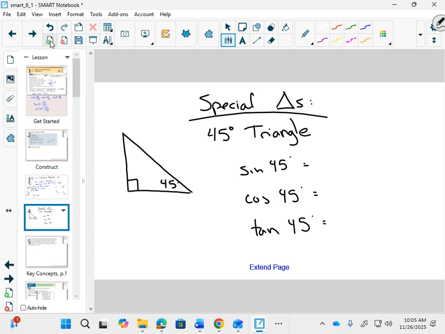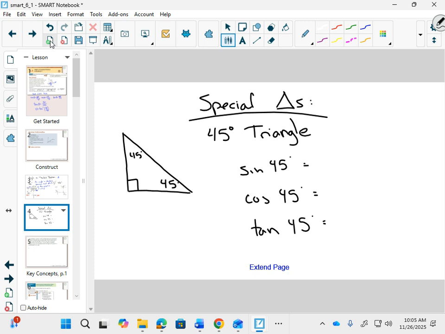Well, if I could do tan of 45 degrees, I would need to know how long the opposite side is and how long the adjacent side is. But I don't have any measurements. However, in this triangle, could you tell me what the other angle is? 45. And if the other angle is 45, this makes it a special kind of triangle.